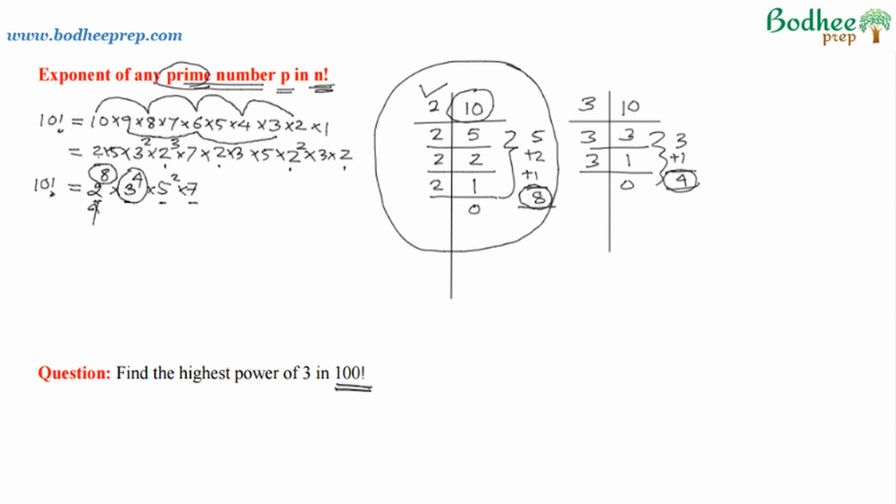Let's see the question. We have to find the highest power of 3 in factorial 100. So here n is 100 and the number p is 3. So we have to divide 100 successively by the prime number 3. We start with 3, so the quotient will be 33. I repeat that we don't have to bother about the remainder. We have to just write down the successive quotients.